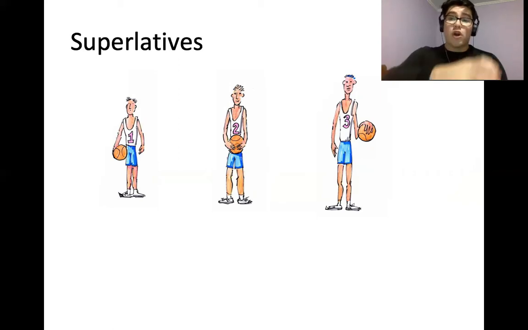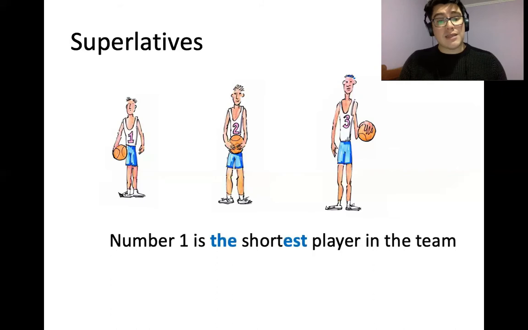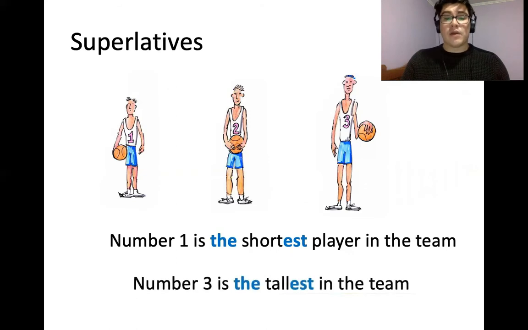But if I want to compare all the players, I can say something like this. Number 1 is the shortest player in the team. The adjective short is a short adjective. I can say the shortest player. Or I can say something like this. Number 3 is the tallest in the team. He is very tall, but he is the tallest of all the players in the team. Now, short and tall are both short adjectives. What happens with long adjectives?